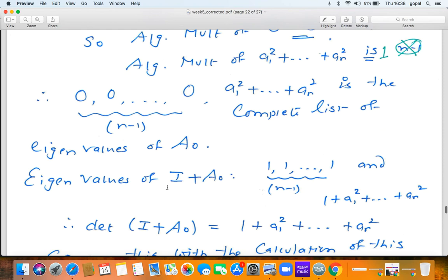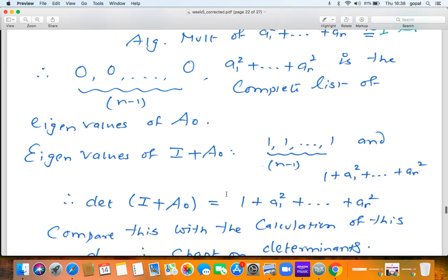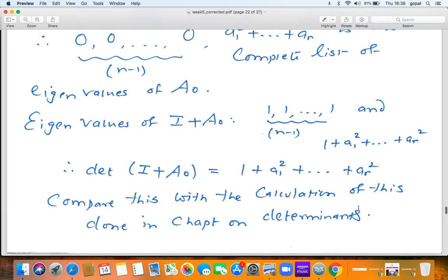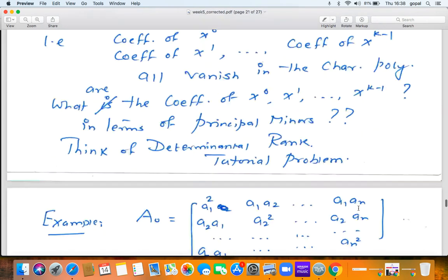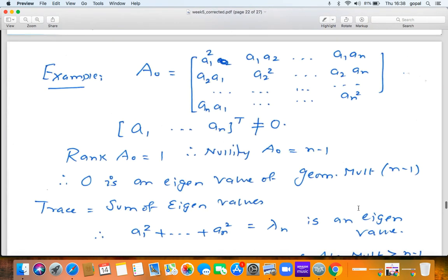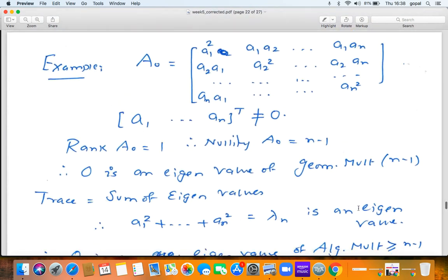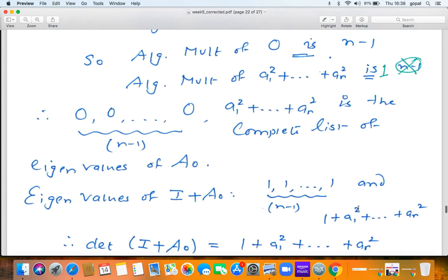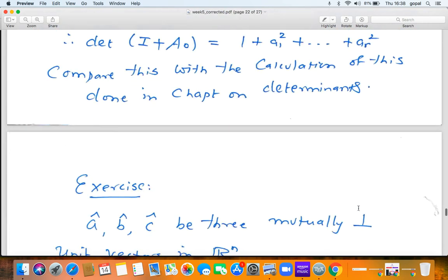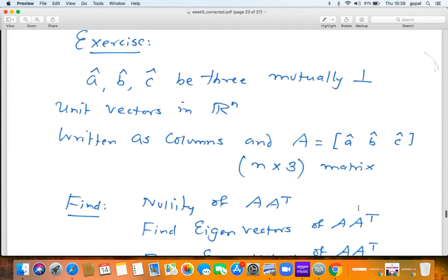And then what is the determinant of I plus A0? The determinant of a matrix is the product of the eigenvalues, remember? So we again get that the determinant of I plus A0 is 1 plus a1 squared plus a2 squared plus an squared. We did this determinant calculation earlier, but now we have got it much more efficiently using eigenvalues and eigenvectors. Let us look at another exercise.